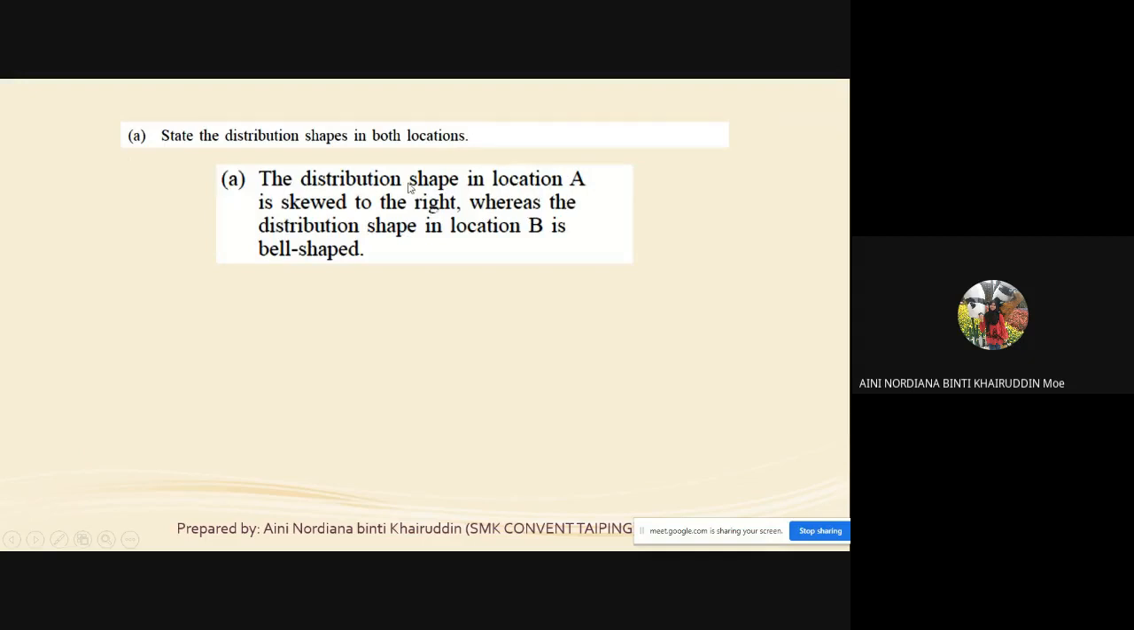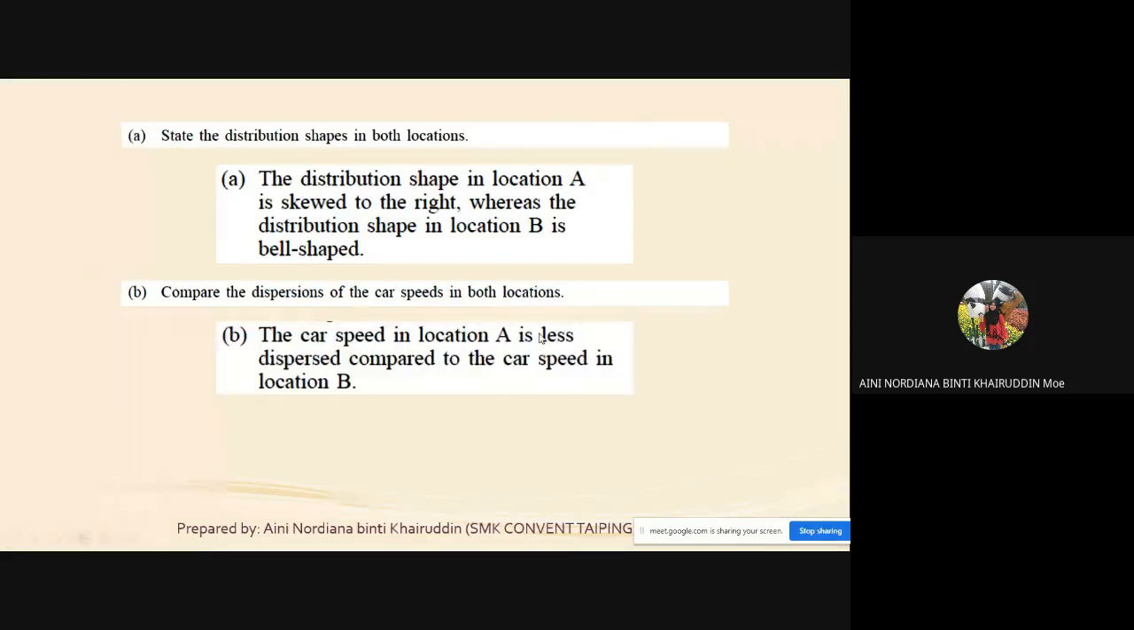Okay, state the distribution shape in both locations. So for location A, skewed to the right, whereas the distribution shape in location B is bell-shaped. Compare the distribution of two car speeds in both locations. Location A is less dispersed compared to the car speed in location B.